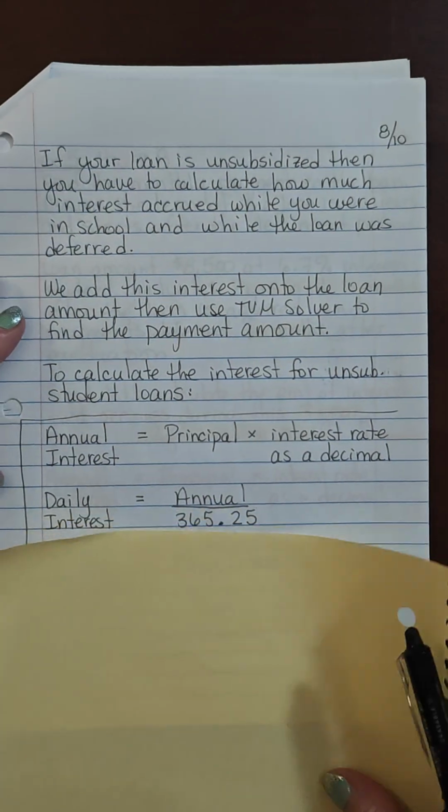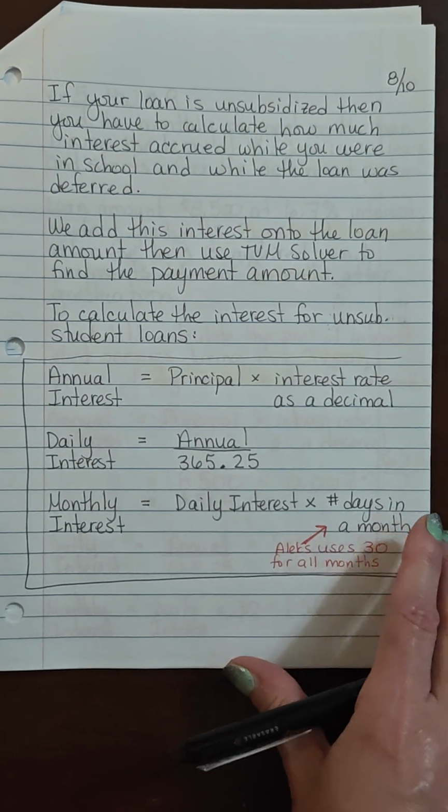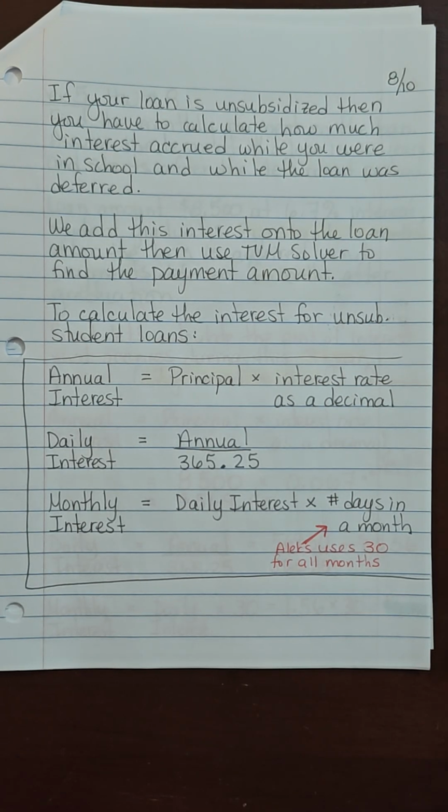All right, so if your loan's unsubsidized, you have to calculate how much interest accumulated or accrued while you were in school and while the loan was deferred. Now, like I said, the deferment period changes for people. A lot of times it's just a 6 month grace period when you get out of school to get a job, and then the payments start back up.